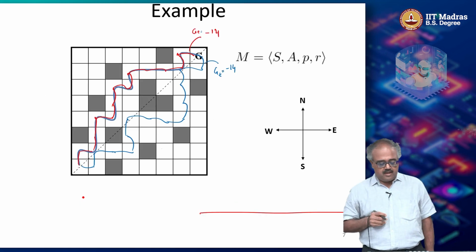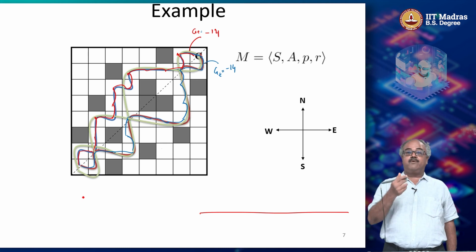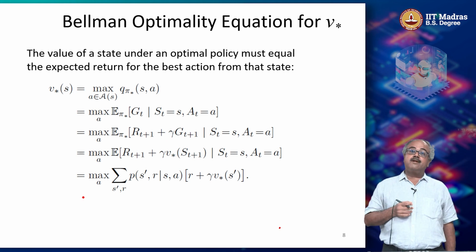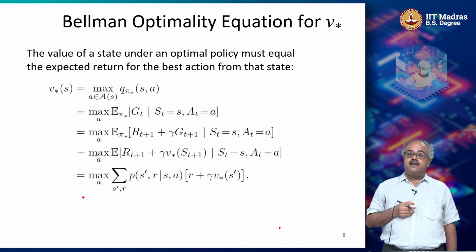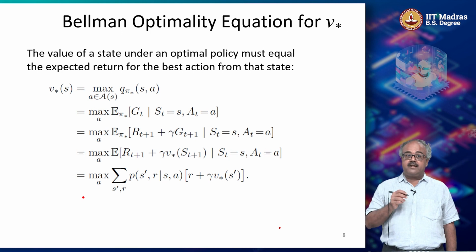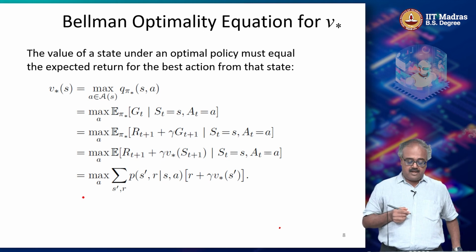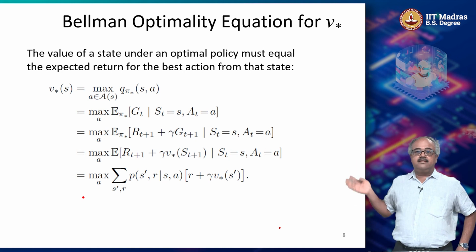Okay. Now, we have to start talking about how I find this V star and how I find this Q star, right. So, now what we can do is go back and try and write a Bellman optimality equation, right. We wrote one for V pi, right. Now, we can try and write a Bellman optimality equation for V star. So, this is the derivation.